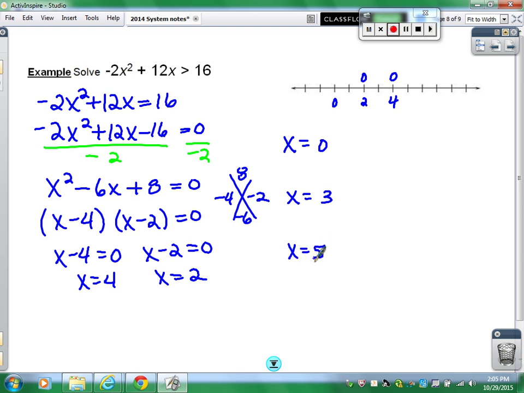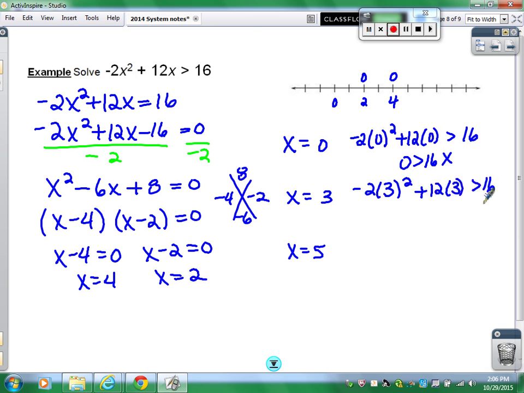All right, go back to the original inequality to check these values. So negative 2 times 0 squared plus 12 times 0 greater than 16. Remember, I'm going to graph where it's true. Well, 0 greater than 16. That's not true. So I'm not graphing to the left of 2. All right, let's try 3. Plugging in 3. That's 9. That's negative 18 plus 36 greater than 16. 18 greater than 16. That's true, so I'm graphing in between 2 and 4.